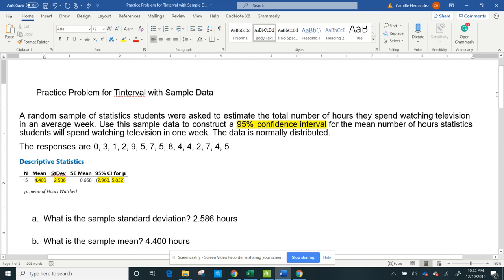Okay. And that's my conclusion, but let me go back up and look at it again. I don't have a population standard deviation, so I'm going to use a t-interval. And they also told me that my data was normally distributed, so I can run this test as a t-interval. Hope this helped.